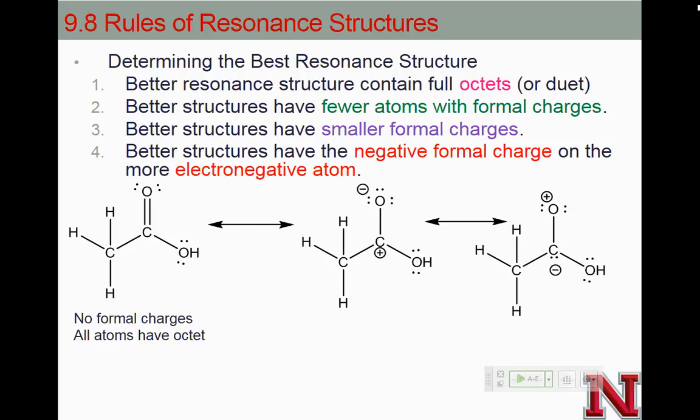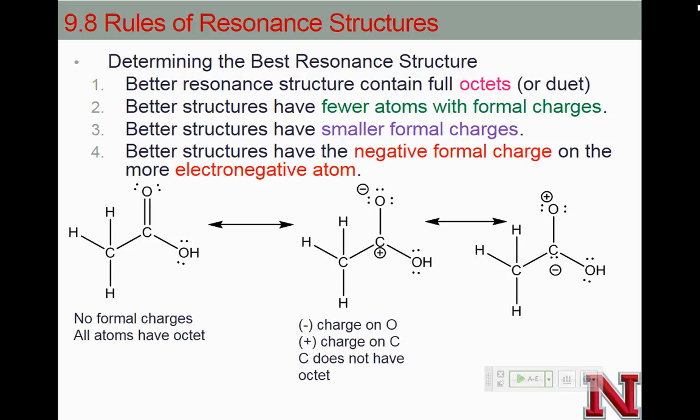Here, we do have formal charges, but it's still a viable resonance structure because we have the negative charge on the oxygen, and the oxygen is the more electronegative. Now, carbon doesn't have a complete octet. That doesn't mean it can't exist, and it does exist, but it's not as stable as our first structure.